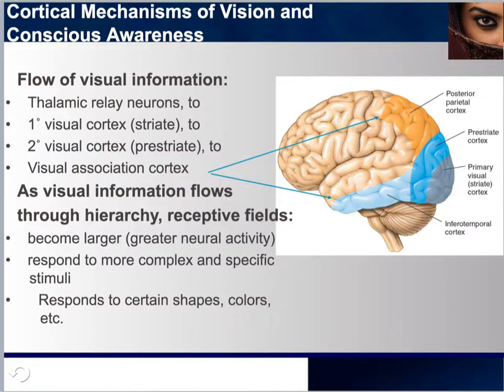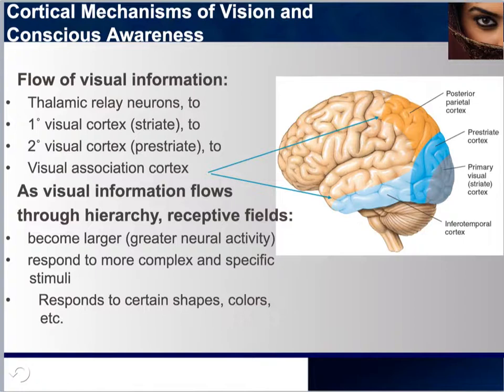The flow of visual information, again, is going from the thalamus to the primary, which is here, to the secondary, which is here, and then eventually to what we call association cortex, and it'd be for the visual here as well as here. As the visual information flows through a hierarchy, meaning like a ranking. Like in a business model, you would have the CEO at the top, and then you'd have the individuals that work at the stores at the bottom. There's an order. The same thing with our system here.